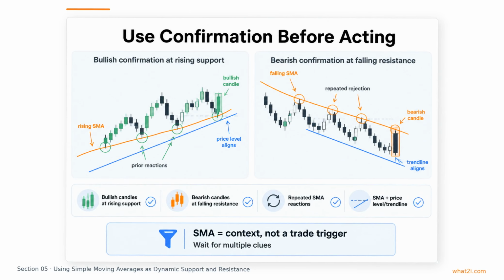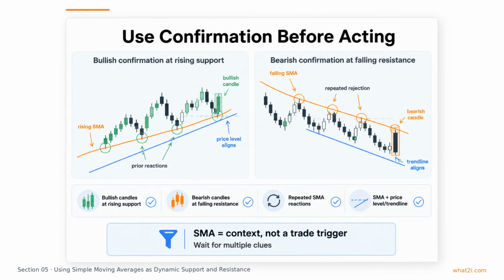In an uptrend, a rising SMA is stronger when you also see bullish candles forming near it. In a downtrend, a falling SMA means more when rallies into it are met with bearish candles or repeated rejection. It also helps when the SMA lines up with a horizontal price level or a trend line, because that creates confluence. Repeated reactions at the same moving average can further strengthen its relevance. This is why experienced traders rarely treat an SMA as a trade trigger by itself. It is better used as context that becomes actionable only when other clues agree.